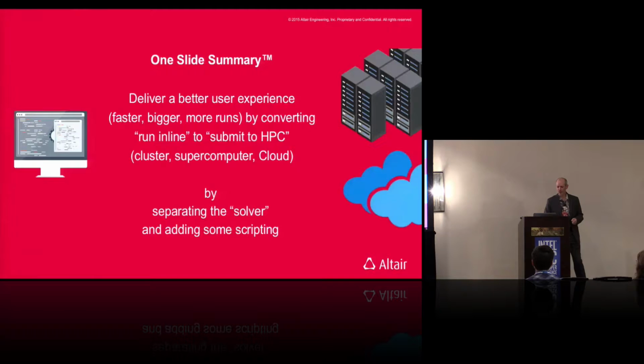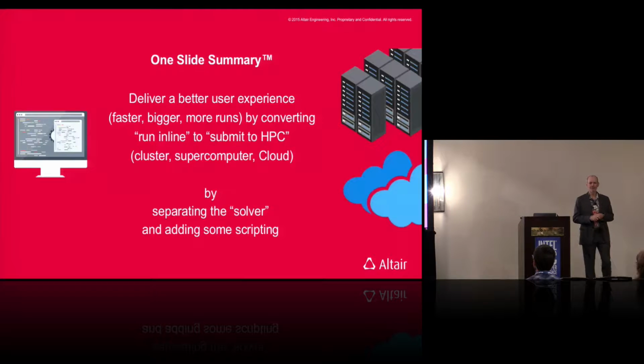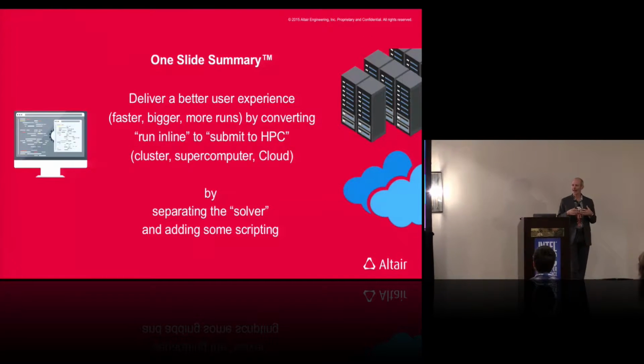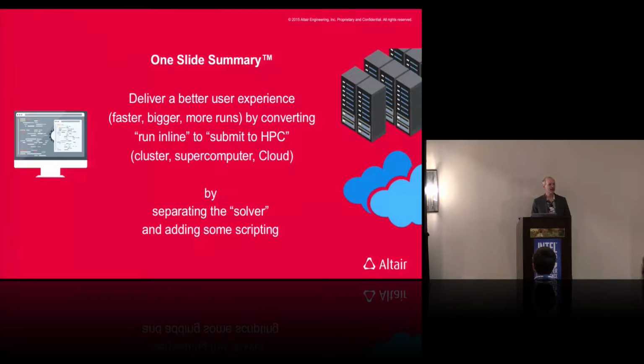So for those of you who want to do email, basically, you can deliver a better user experience. You can do things faster and make things bigger and do more runs by converting your HPC application from just running on the desktop to running some stuff elsewhere, and take advantage of clusters, supercomputers, clouds. And all you have to do is separate out the solver component, stick it up somewhere else, and then connect it together with a little scripting with a workload manager.